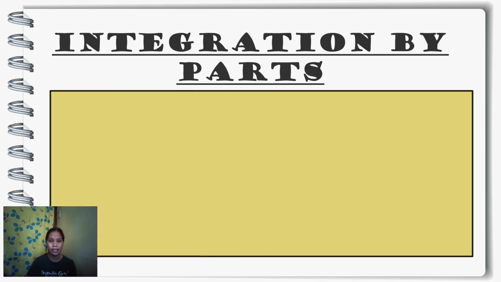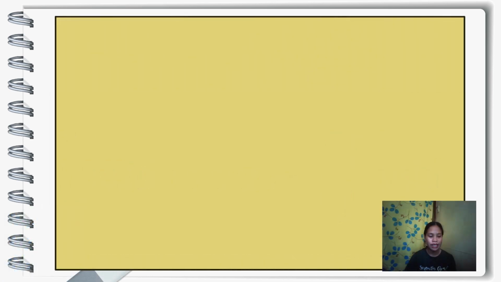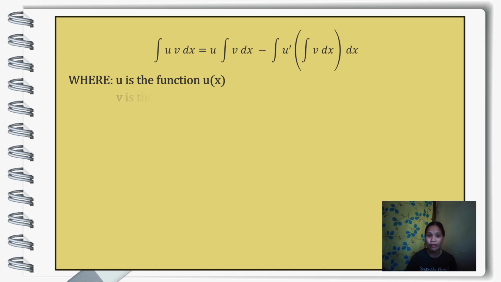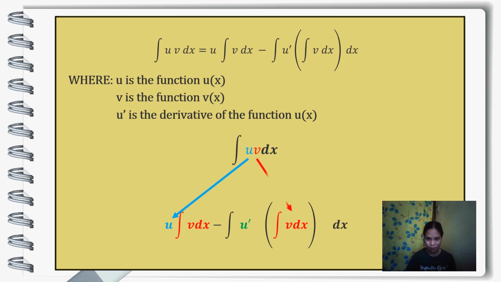So here's the rule for integration by parts. The integral of u dv equals uv minus the integral of v du. To clearly understand, we have an illustration here. This reads as the integral of u v dx equals u times the integral of v dx minus the integral of u prime times the integral of v dx, where u is the function u of x, v is the function v of x, and u prime is the derivative of the function u of x. So this diagram shows the rule.